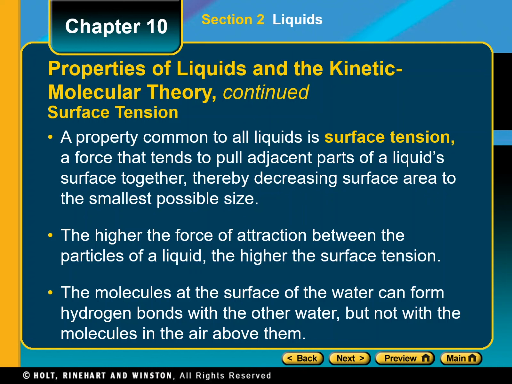The molecules at the surface of the water are a special case. They can form hydrogen bonds with the other water molecules beneath them and beside them, but not with the water molecules in the air. As a result, the surface water molecules are drawn together and toward the body of the liquid, creating a high surface tension. Surface tension causes liquid droplets to take on a spherical shape because a sphere has the smallest possible surface area for a given volume.